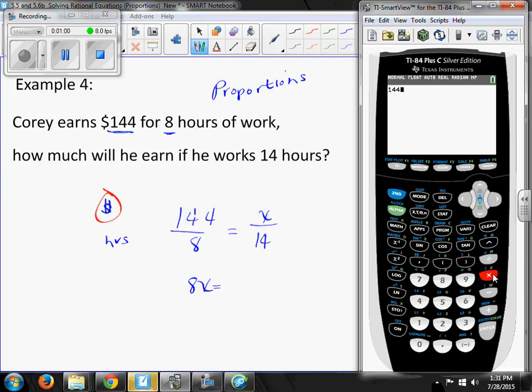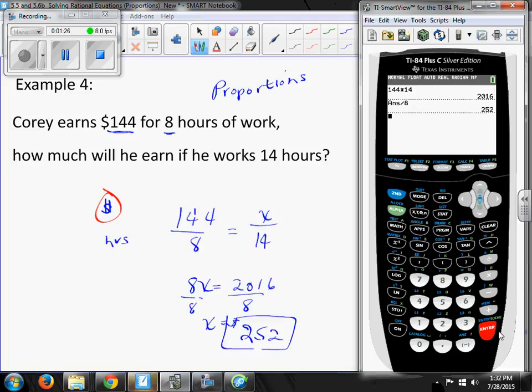144 times 14, 2016, and then I'll have to divide both sides by 8. So X will equal 2016 divided by 8, which gives me 252. How much would he earn? He will earn $252 for his 14 hours of work.